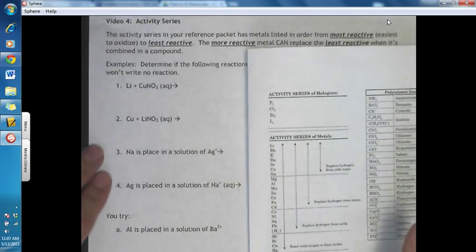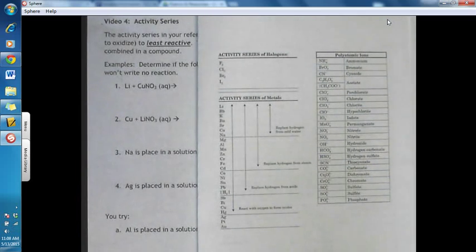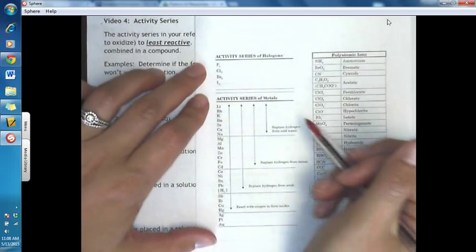So take a look at your reference guide and find the page that looks like this. It's our page with our polyatomic ions. Okay, and we're going to worry about this Activity Series, not so much the halogens, but really of the metals.